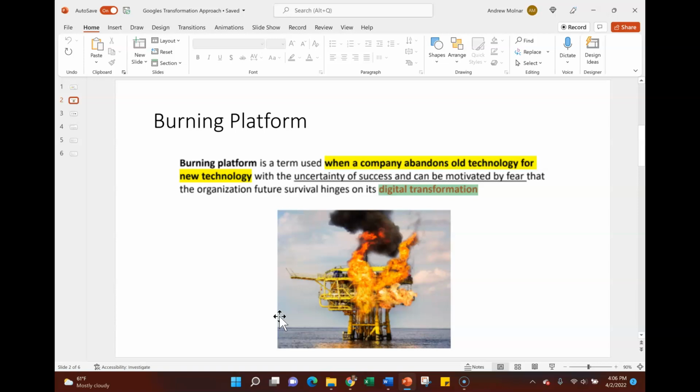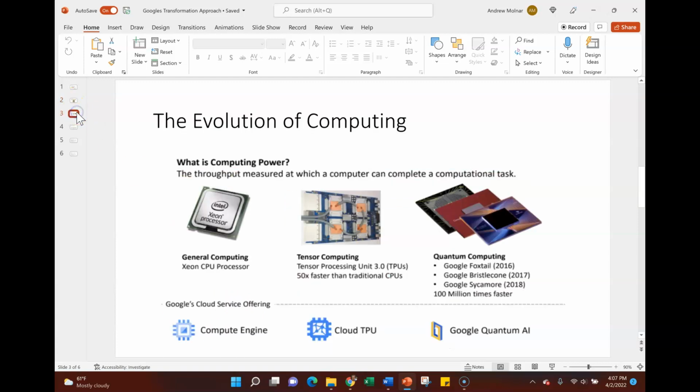So this idea of burning platform comes from the oil industry, where you have a platform and it would pump or manage oil, and the platform might catch fire. And the only way to survive that is to abandon or jump off the platform. The point is here that you have to take a leap of faith if you want to keep up in this digitally transforming world around us.